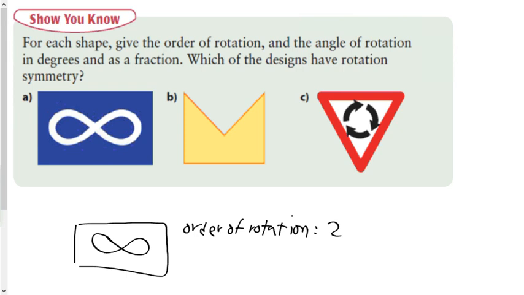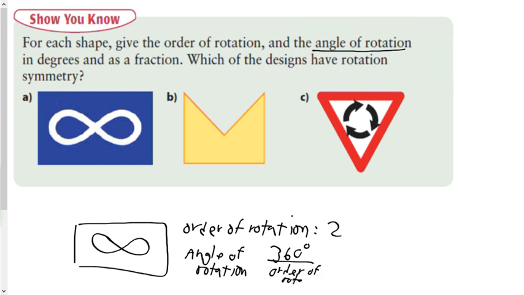The second thing it asks for is what's called the angle of rotation. And the formula for the angle of rotation is 360 degrees divided by the order of rotation. So using that formula for the first shape, if I take the 360 and divide it by the order of rotation, which was 2, I get 180 degrees. So as a fraction it is this, and in degrees it is this. That means I have to rotate that image 180 degrees before it appears as itself again.